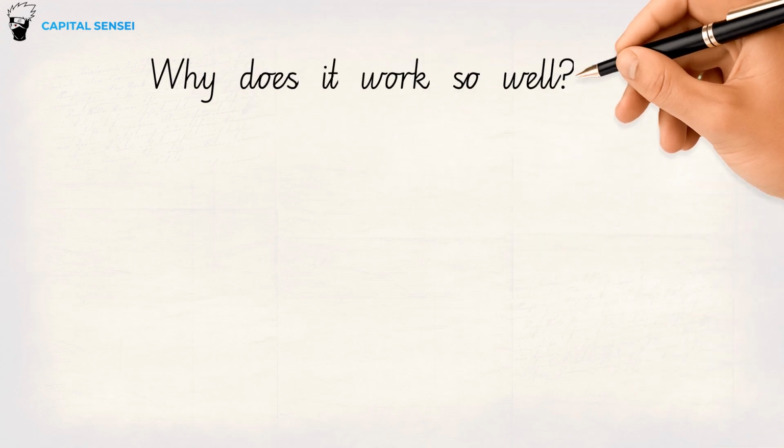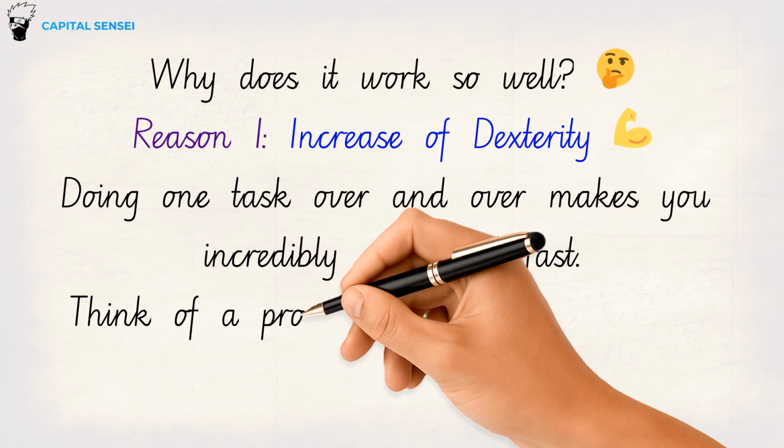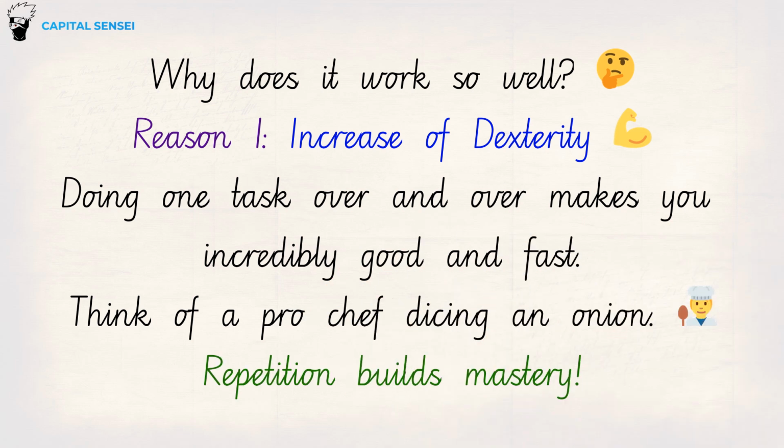Why does this work so well? Smith points to 3 reasons. First, the increase of dexterity. When you do one single task over and over again, you get incredibly good and fast at it. Think about a professional chef who can chop an onion in seconds, or a professional gamer whose fingers fly across the controller. It's muscle memory. Repetition builds mastery in that one specific skill. You're not fumbling around trying to remember the next step.